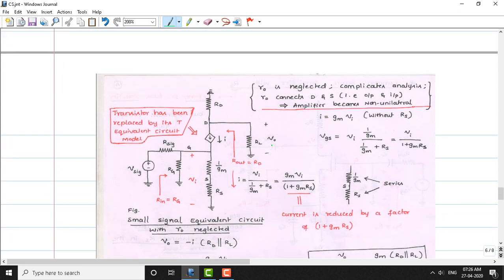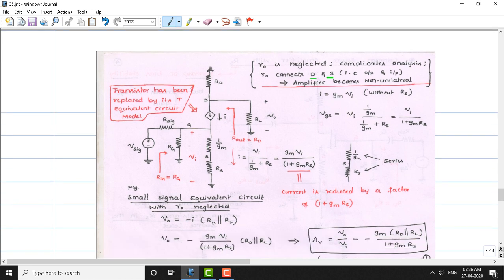Now let us rewrite the AC equivalent circuit. The AC equivalent circuit is as shown here, which contains all the elements that we have discussed earlier, except there is no R naught here. R naught is neglected because including R naught will complicate our analysis. R naught is nothing but a resistance connected between drain and source. It is the internal resistance of the MOSFET, which connects across drain and source here. That's ignored in this circuit.